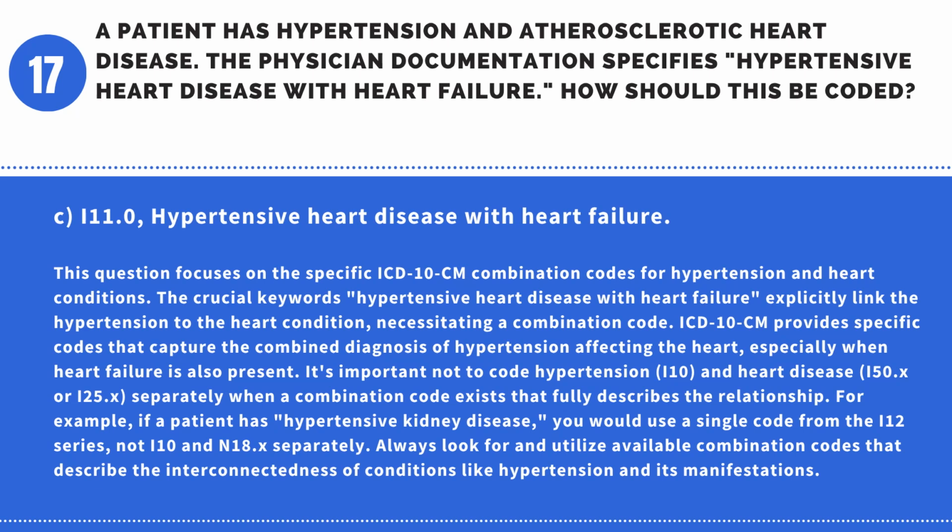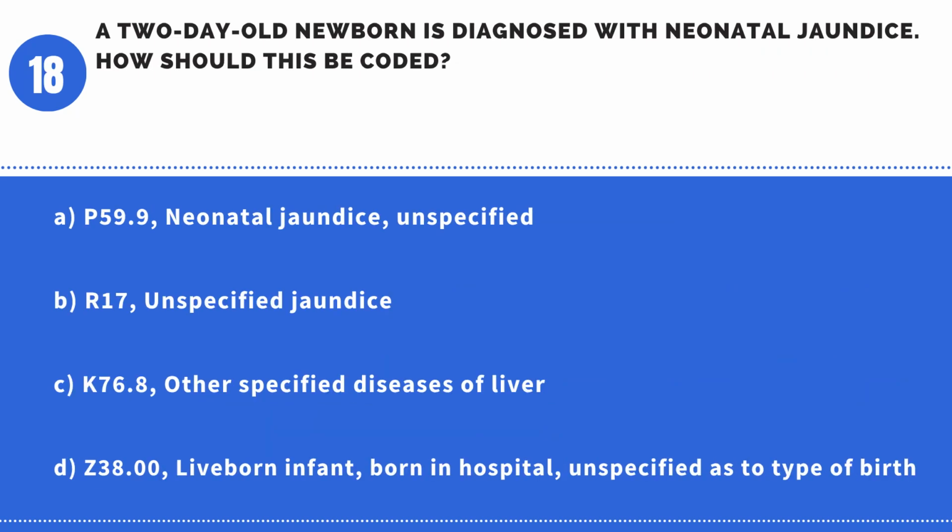For example, if a patient has hypertensive kidney disease, you would use a single code from the I12 series, not I10 and N18.X separately. Always look for and utilize available combination codes that describe the interconnectedness of conditions like hypertension and its manifestations.